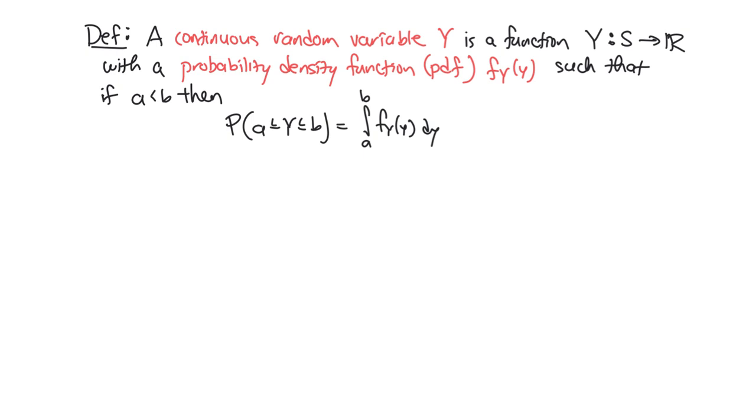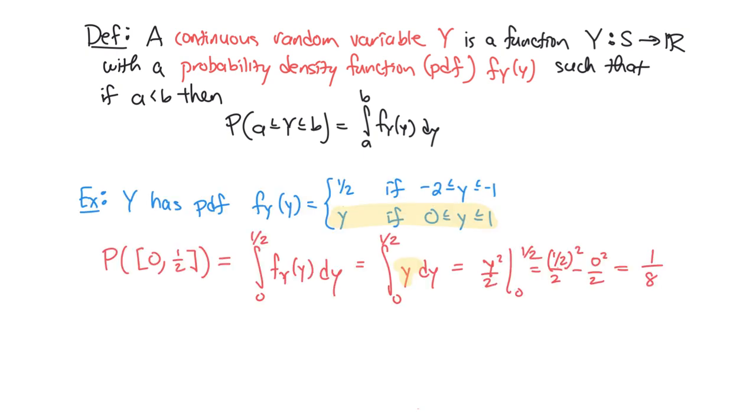So since I want to know the probability from 0 to a half, I integrate from 0 to a half. Looking at the PDF, 0 to a half lies entirely within that region 0 to 1. So I can replace f(y) with y. Then it's a straightforward integration. Y squared over 2, you have your upper and lower limit, you substitute them in, and the probability is 1/8.